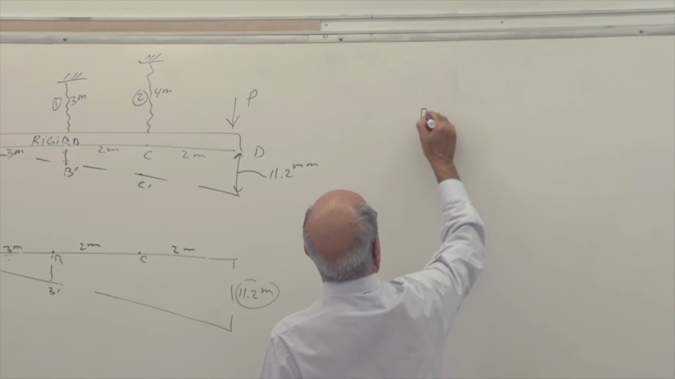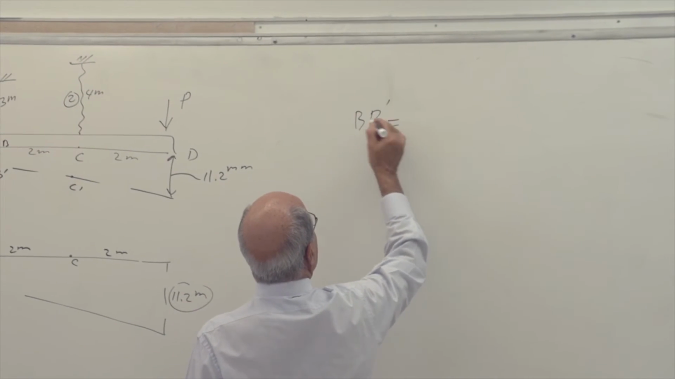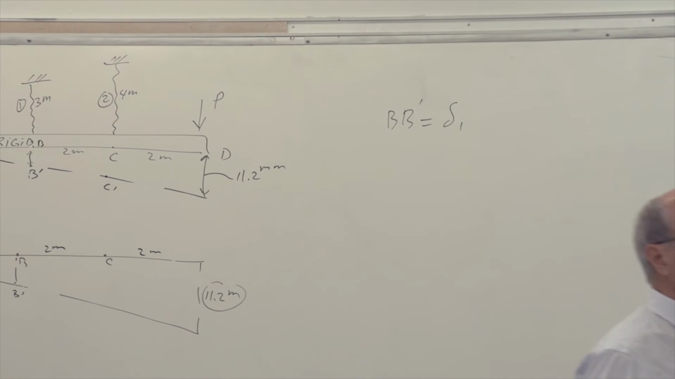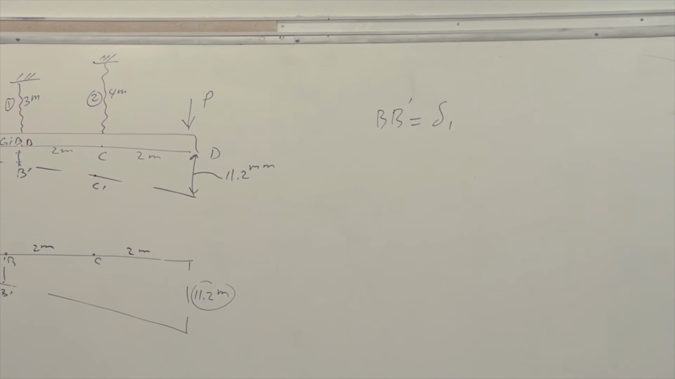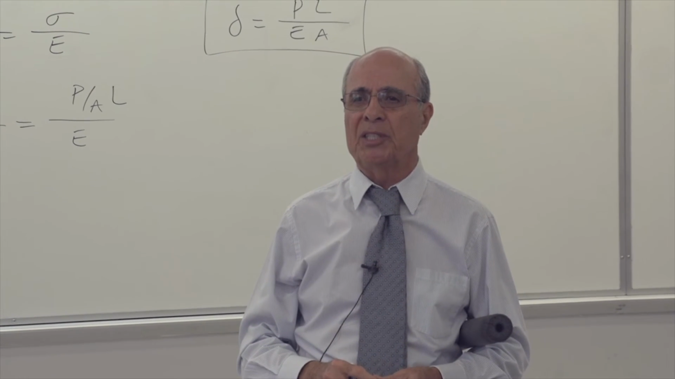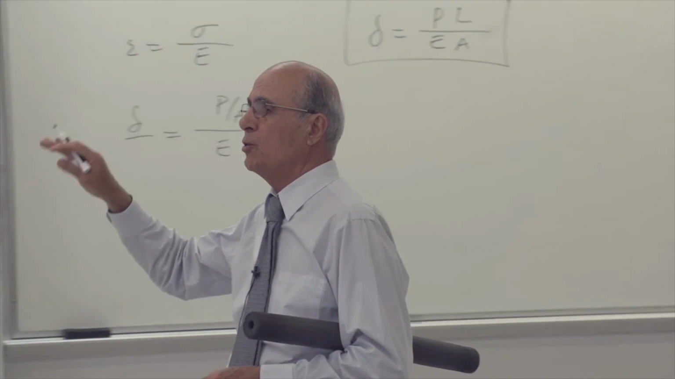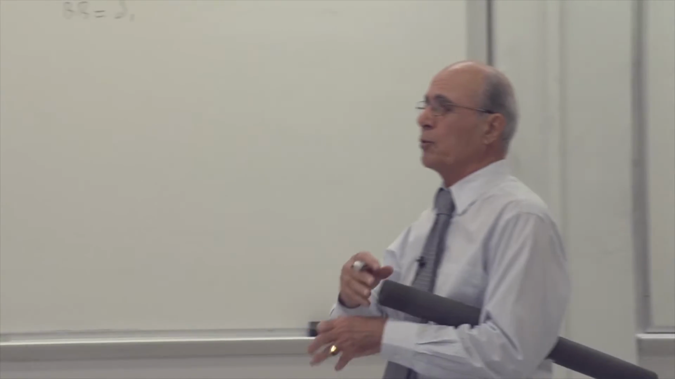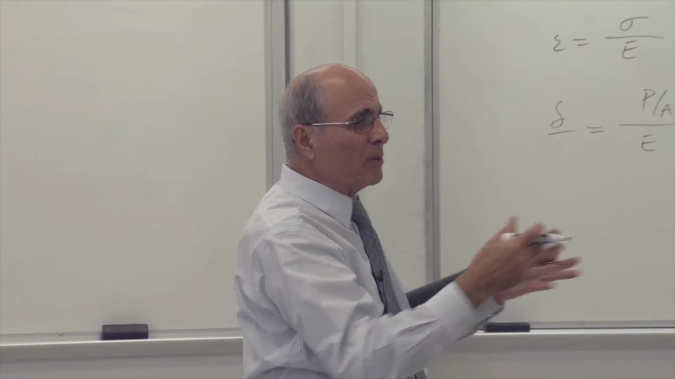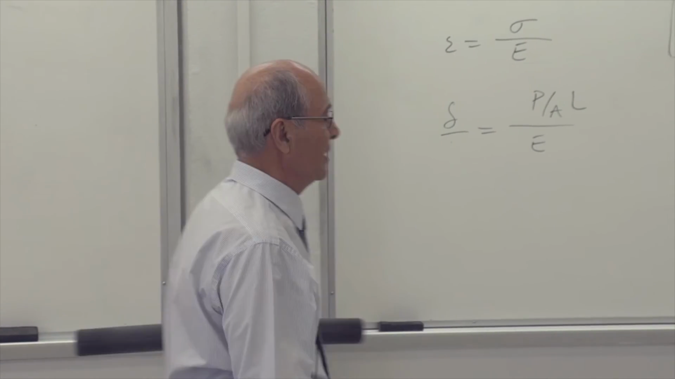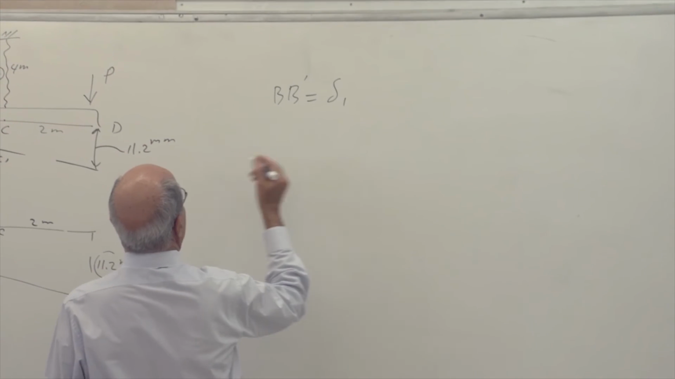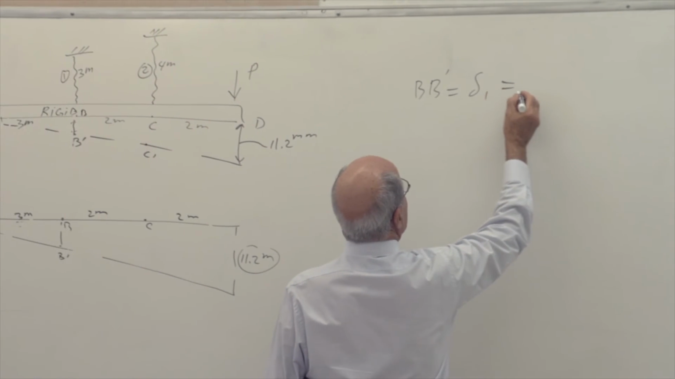But when I calculate BB prime, I don't care about BB prime as such. That is delta 1. That's the elongation of wire 1. As soon as I calculate that, I'm home free from there. Everybody see that? But you have to look at the geometry. You have to look at the system. You have to know how the system behaves. In every different problem, a different system. Everybody understand that? Yes? Okay. So BB prime equals delta 1. Now I can calculate that.